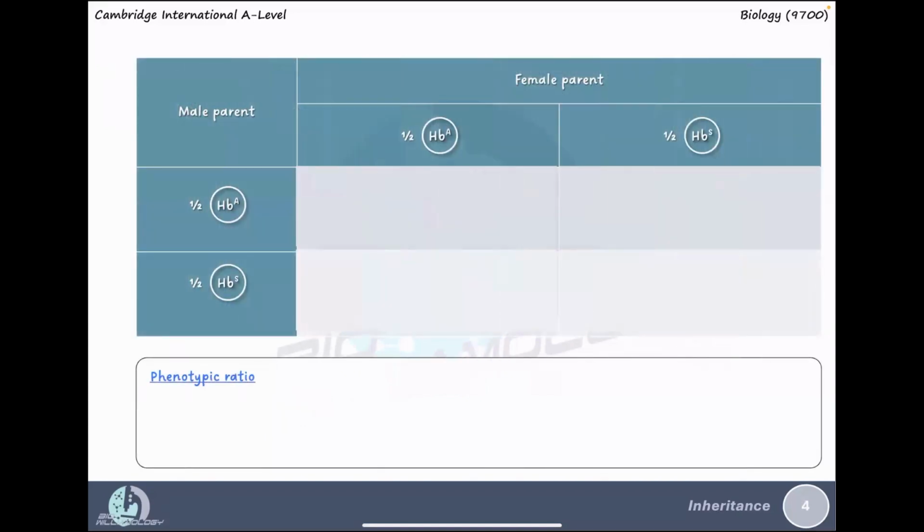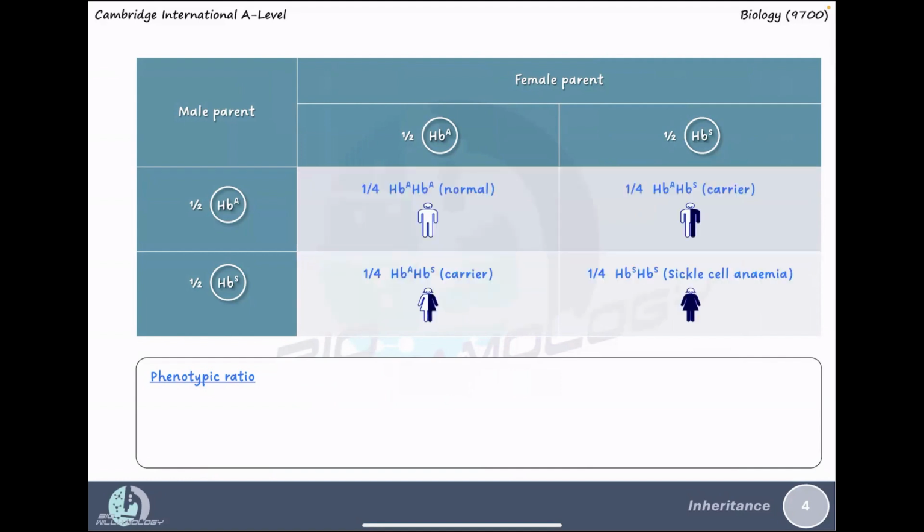Let us look at the probability of the combinations when these two different types of gametes fuse together. From this Punnett square, we can see that there is a 25% probability that each child will be normal, 50% will be carriers, and the remaining 25% will have sickle cell anemia with two copies of the HBS allele. So the phenotypic ratio of normal to carrier to sickle cell anemia is 1 to 2 to 1.